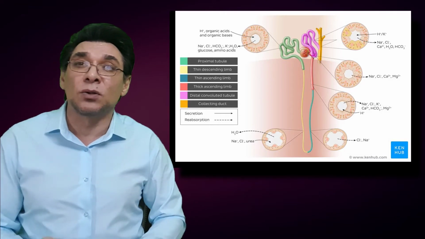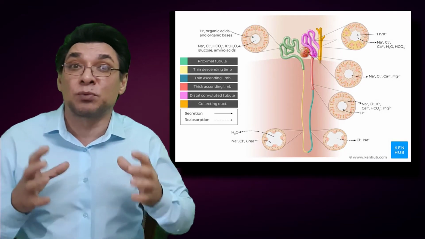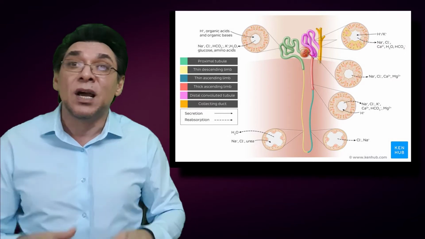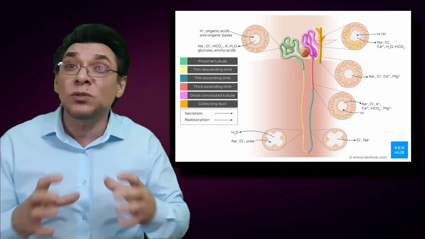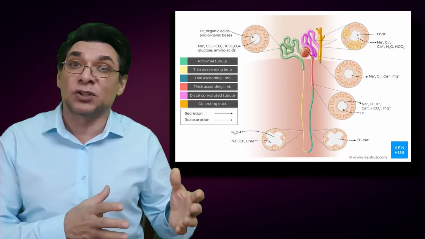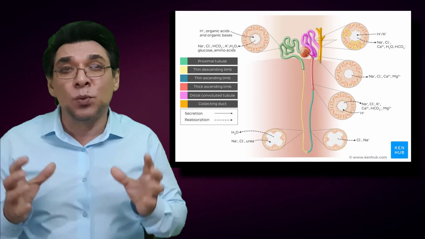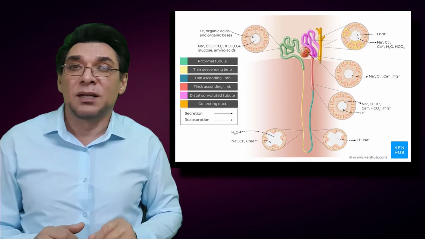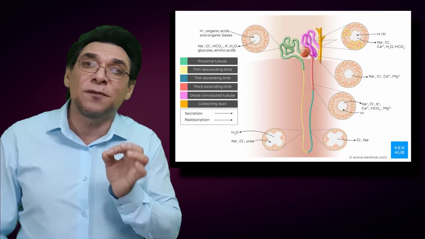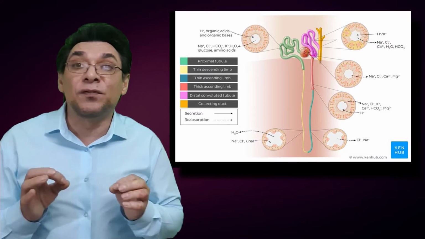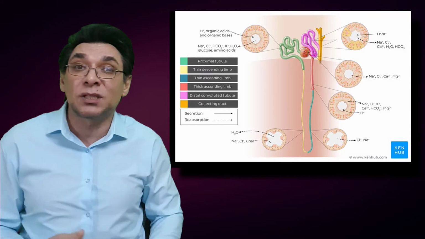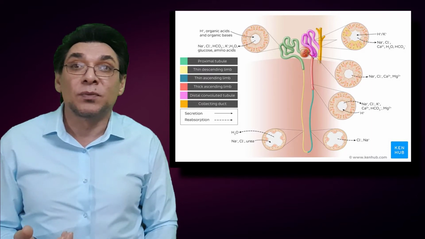As solute molecules are transported out of the proximal convoluted tubule into the interstitial fluid, water moves by osmosis in the same direction. The solutes and water then enter the peritubular capillaries. Consequently, 65% of the filtrate volume is reabsorbed from the proximal convoluted tubule.